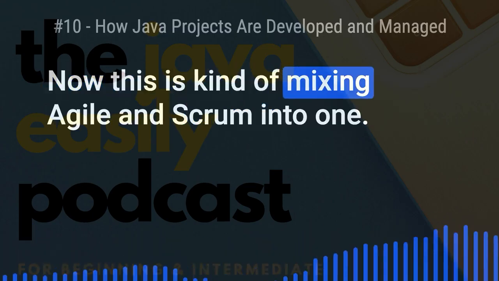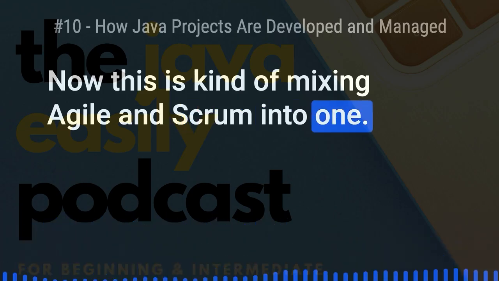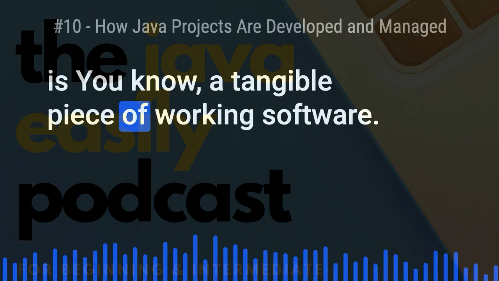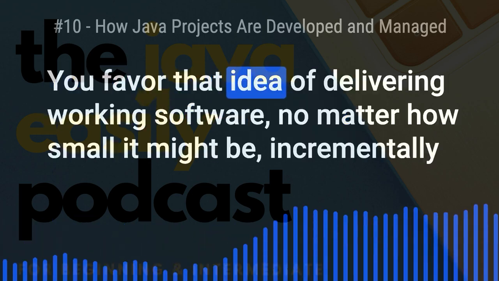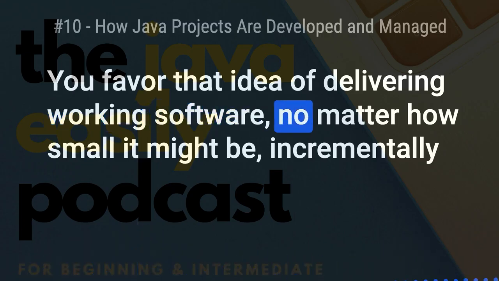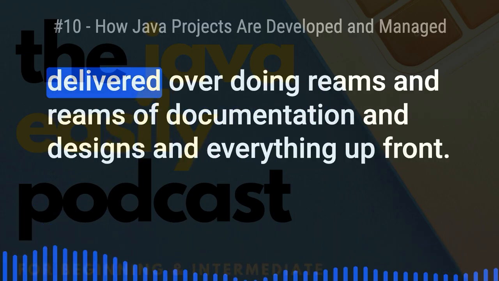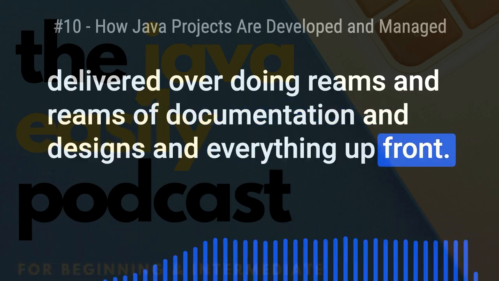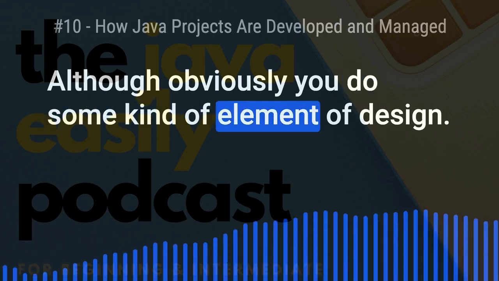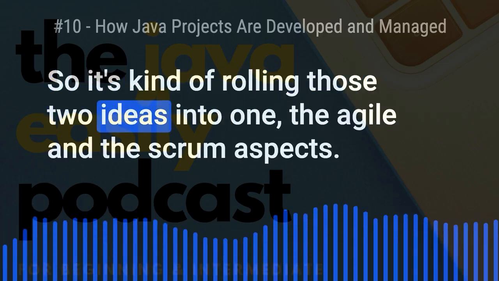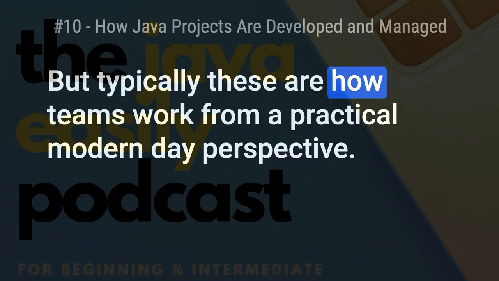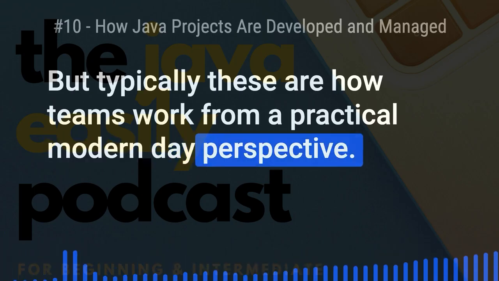Now, this is kind of mixing Agile and Scrum into one. So with Agile, you're always delivering a tangible piece of working software. You favor that idea of delivering working software, no matter how small it might be, incrementally delivered, over doing reams and reams of documentation and designs and everything up front. Although obviously you do some element of design. So it's rolling those two ideas into one, the Agile and the Scrum aspects, but typically these are how teams work from a practical modern day perspective.